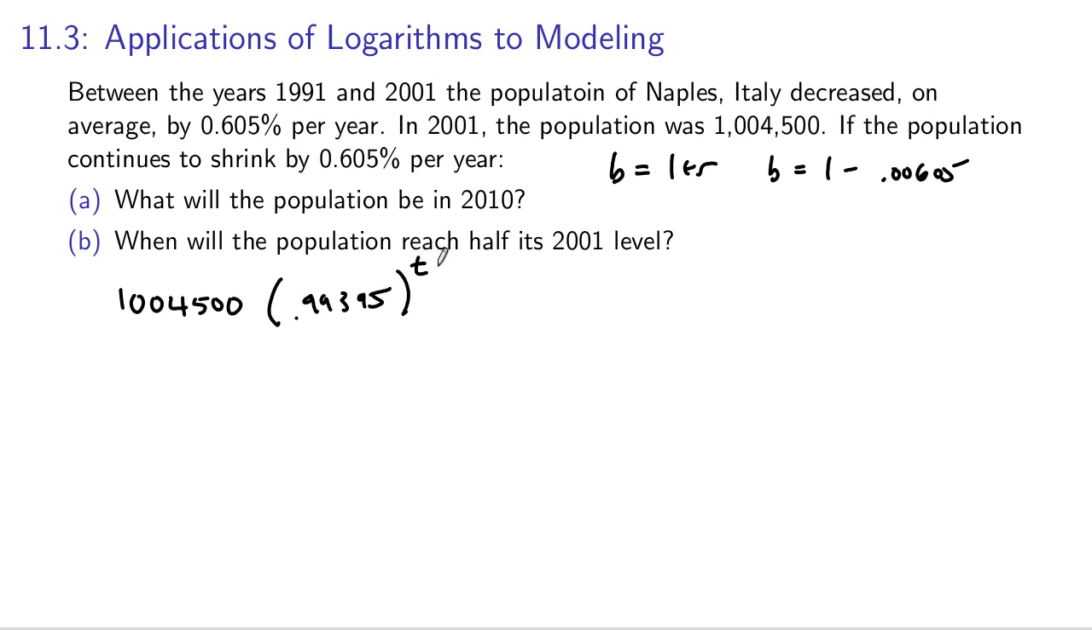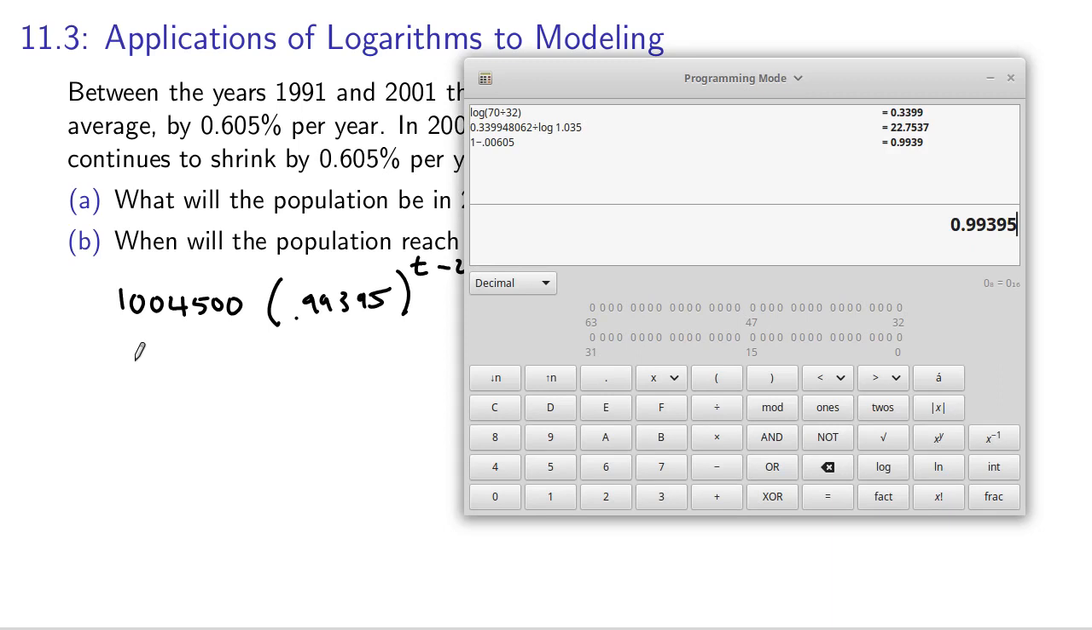Really, we could do t minus 2001 because we start at the year 2001. So we can plug the year in for t, and that'll give us the number of people in Naples, assuming this decay rate. So what will this be in 2010? We need to subtract, and this is very similar to the problems we've done before.